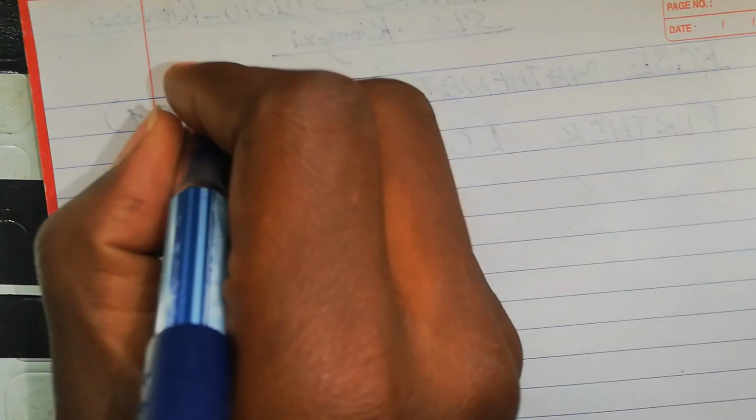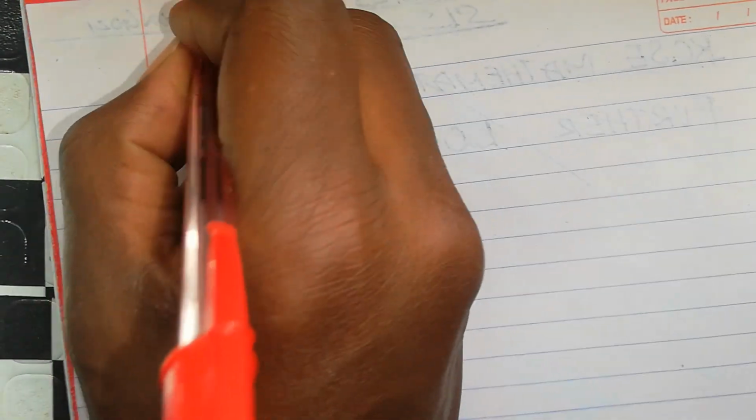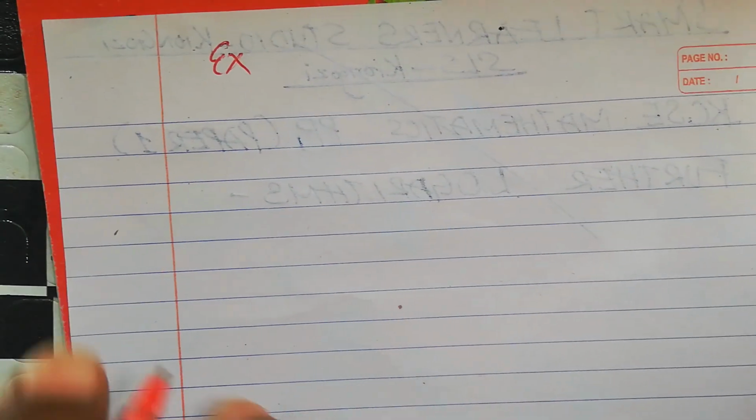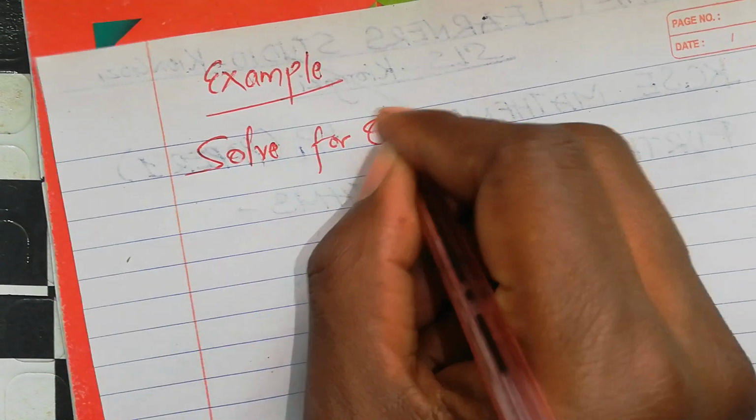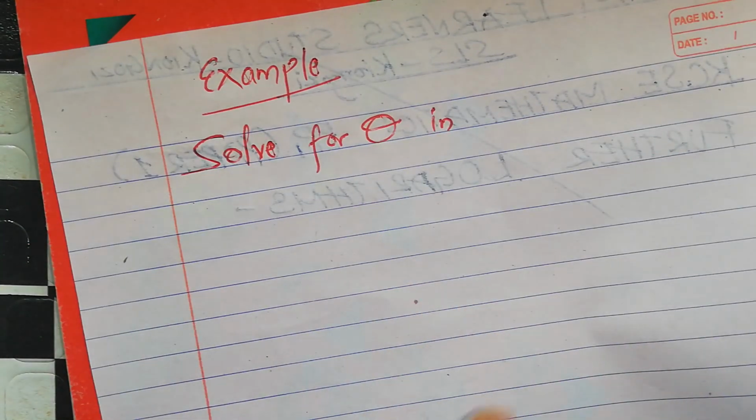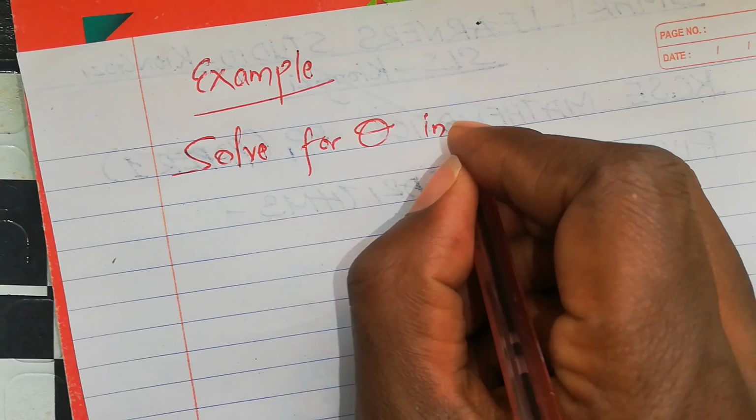Question for you. Solve for theta. This is an example of using a quadrant. Solve for theta in the trigonometric equation below.